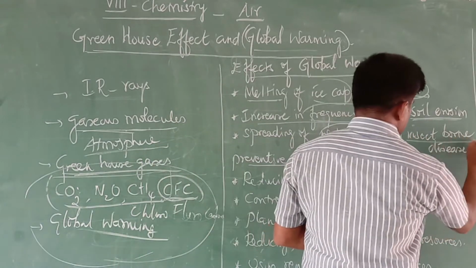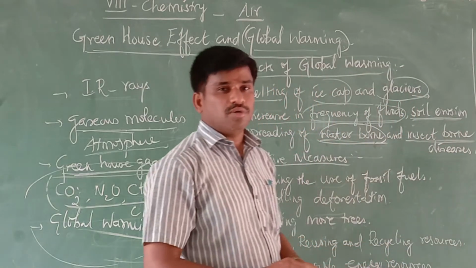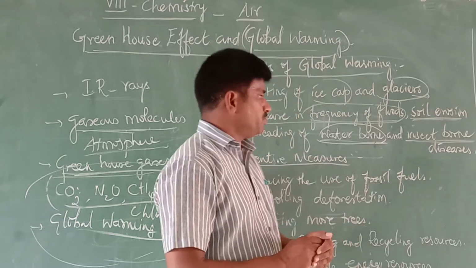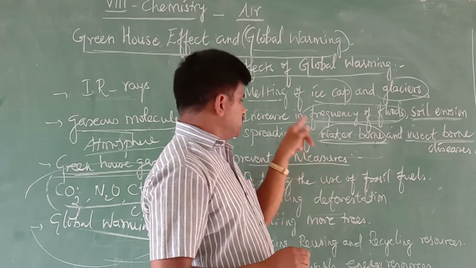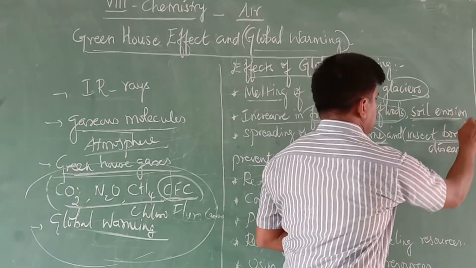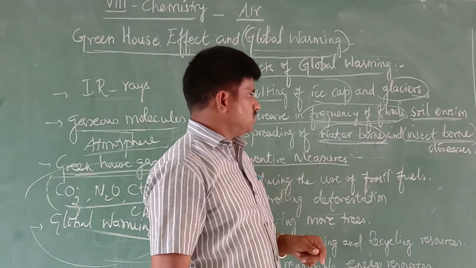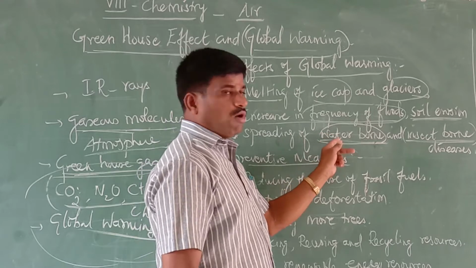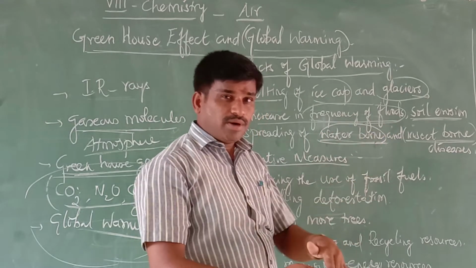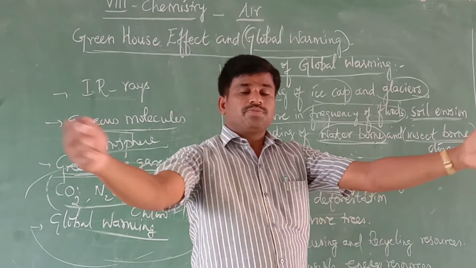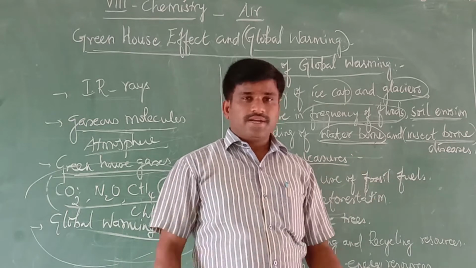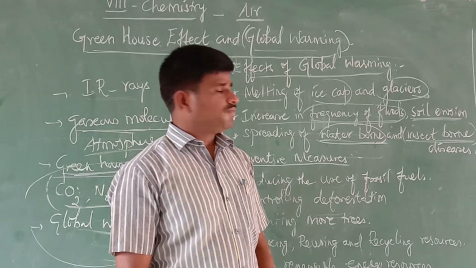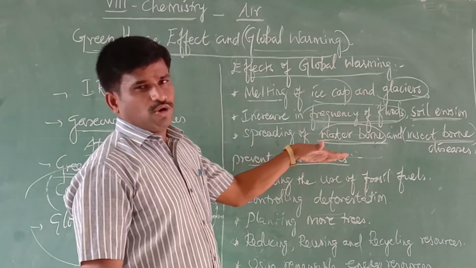Then insect-borne diseases, such as dengue, take place when global warming is happening. Understood? So this is the third effect of global warming, the spreading of waterborne and insect-borne diseases. They spread all over when global warming takes place. This is the thing you should understand. This is about the effects of global warming.